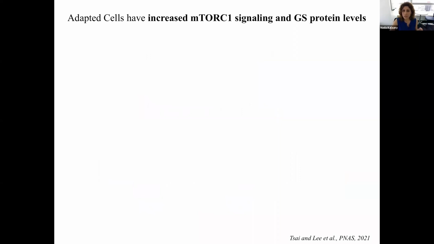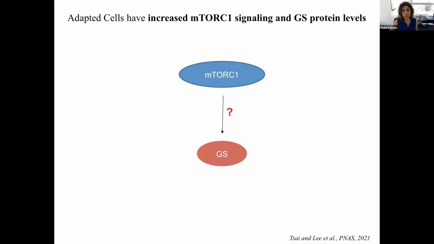And they also have increased mTORC1 signaling. Since we know that adapted cells have increased mTORC1 signaling and GS protein levels, these two always mirrored each other in our study. So we started thinking that perhaps mTORC1 is affecting the levels of GS. And we know that mTORC1 is a master translational regulator. First, we looked at the transcription, so mRNA levels of GS. We inhibited mTORC1 with Torin-1, and we found that the mRNA levels of GS were actually increased.